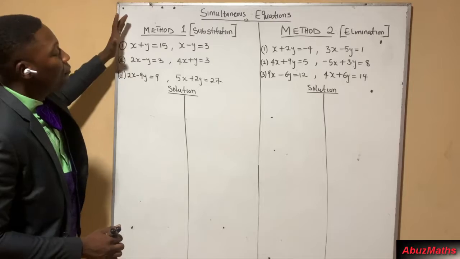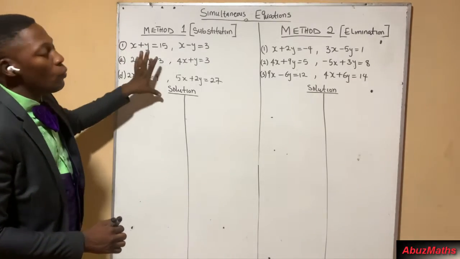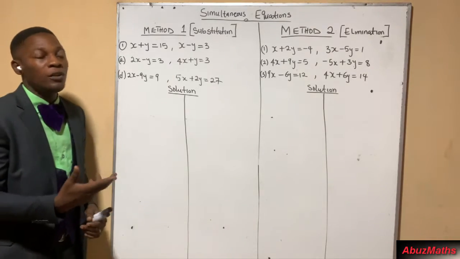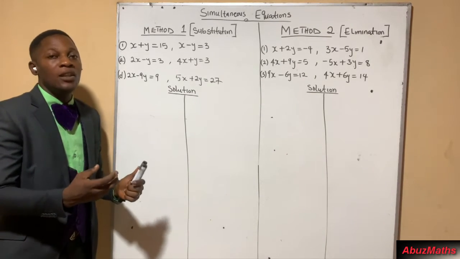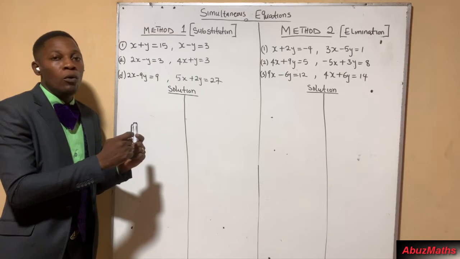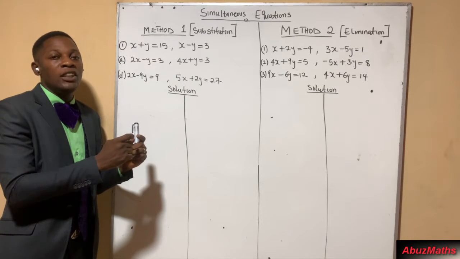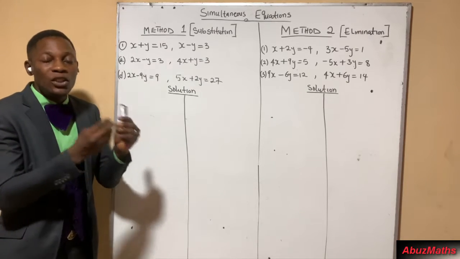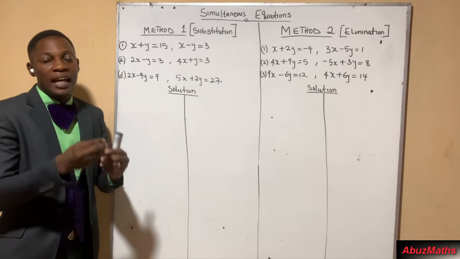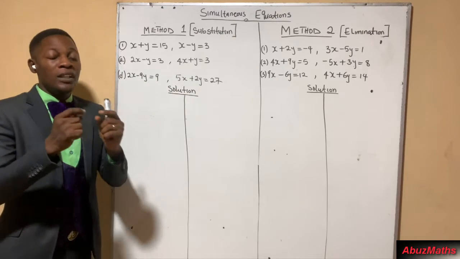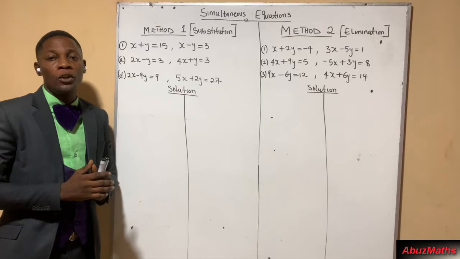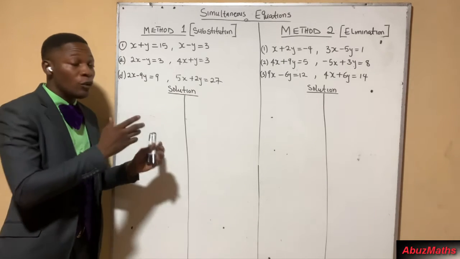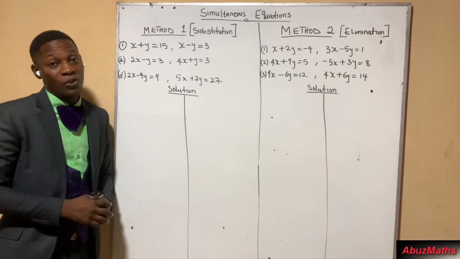Now, in method 1, every question will be solved using the substitution method. Now, what do we do when we are using the substitution method? It simply means we are going to make a variable the subject of the formula against another variable, then substitute that into one of the equations to get the answer. Then from there, we can substitute the answer into any of the equations to get the second variable. It's confusing, but when we start doing it, you'll know that it is really not as confusing as you think.